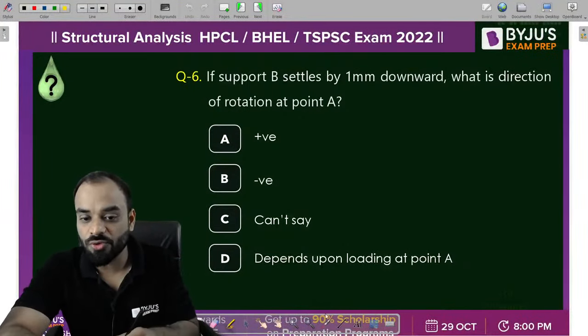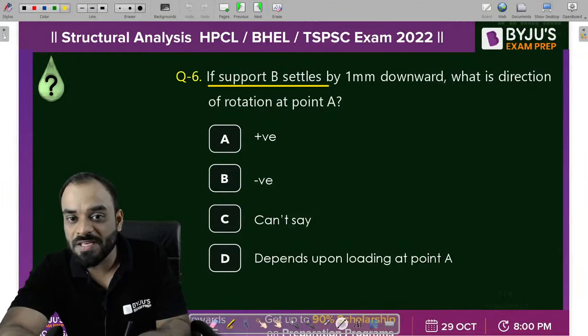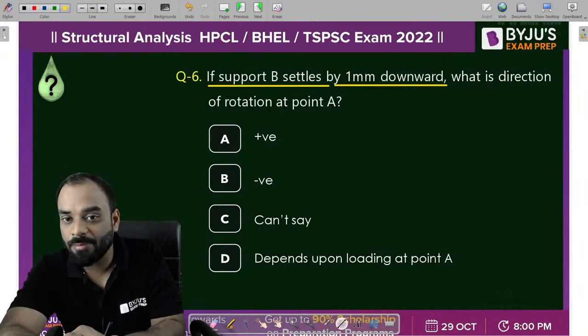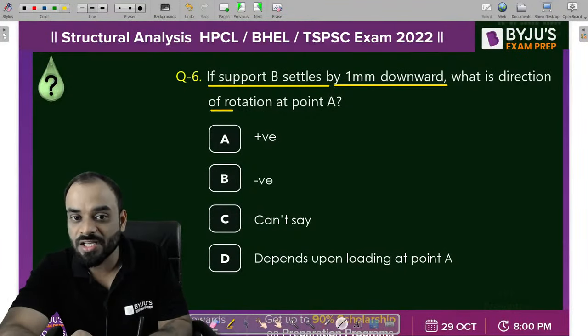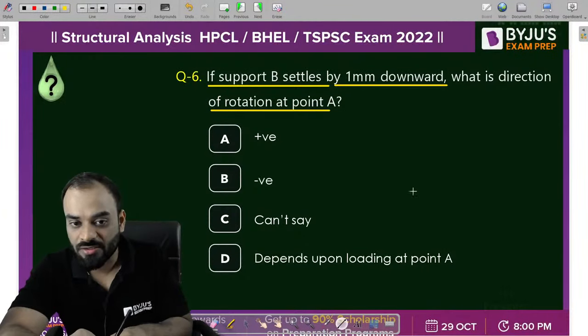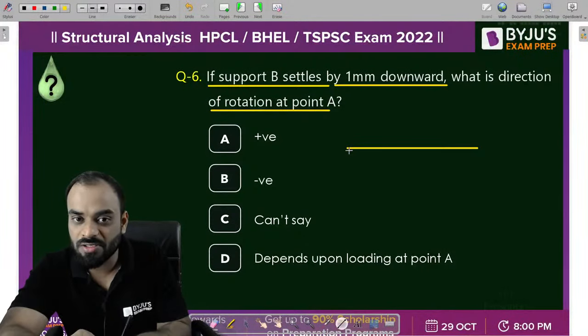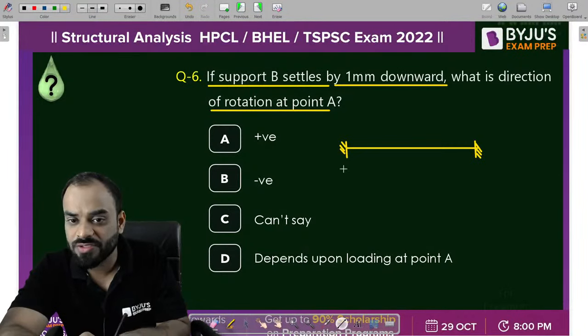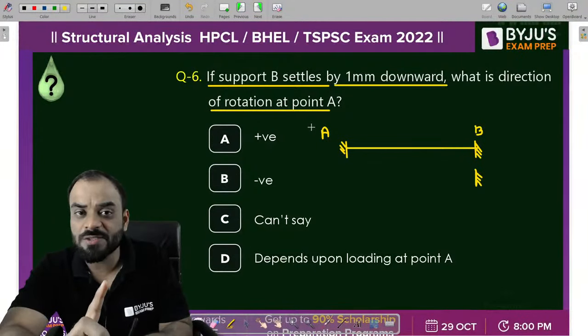Next question in front of you, guys. If support B settled down by 1 mm downward, then what is the direction of rotation at point A? Let me show you the support condition. Just imagine, guys, this is one end which is fixed. The other end is also fixed. Let us consider this end is A and this end is B. Right now, as per the question, this particular support is settled. Kindly consider this beam as a fixed beam.